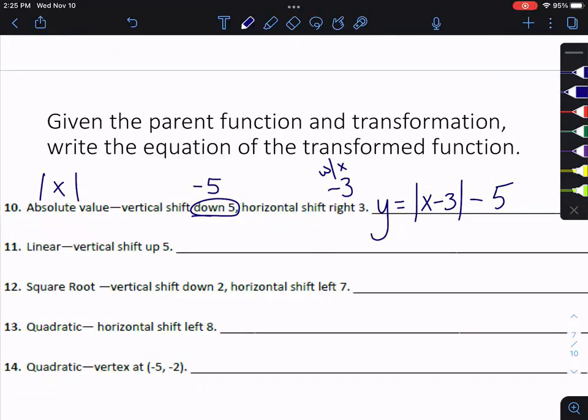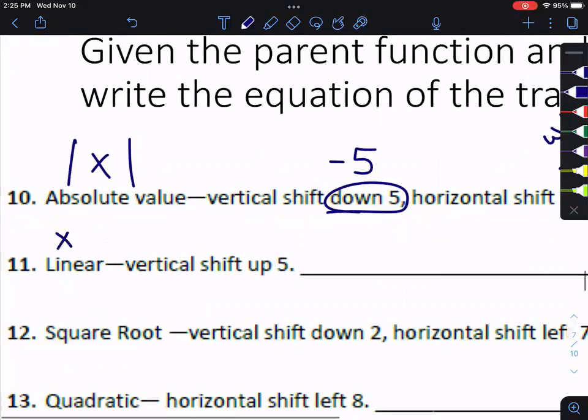Question 11, we want linear function. So that's just going to be x. Up 5 is going to be a +5 out at the end. So y equals x plus 5.